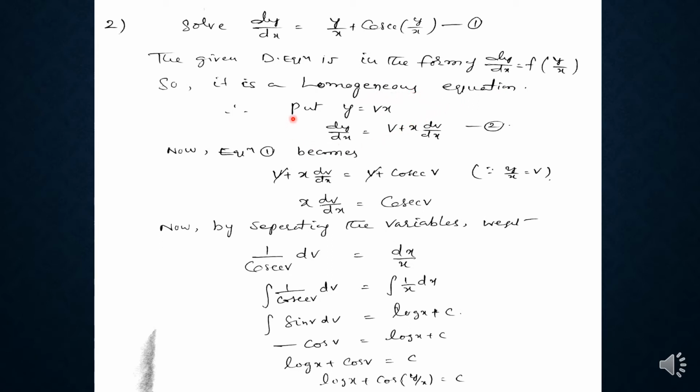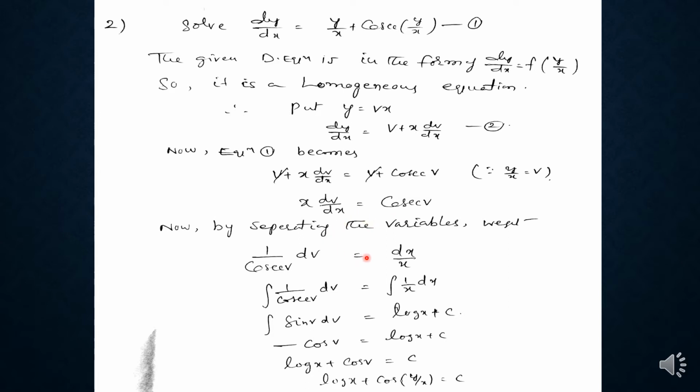So to solve the homogeneous equation, substitute y is equal to vx, then find dy by dx is equal to v plus x dv by dx. Then equation 1 becomes v plus x dv by dx is equal to v plus cosecant v, that is x dv by dx is equal to cosecant v.